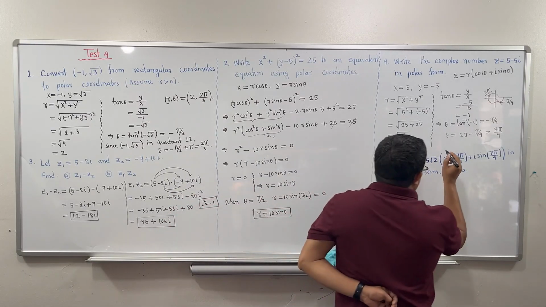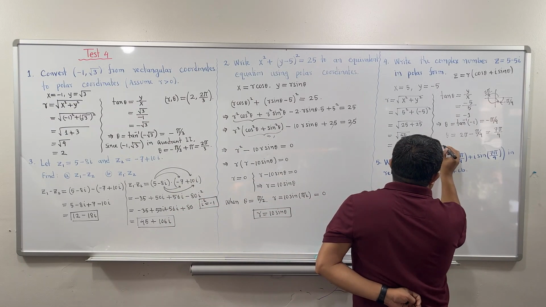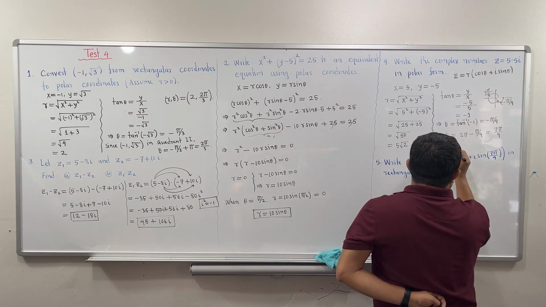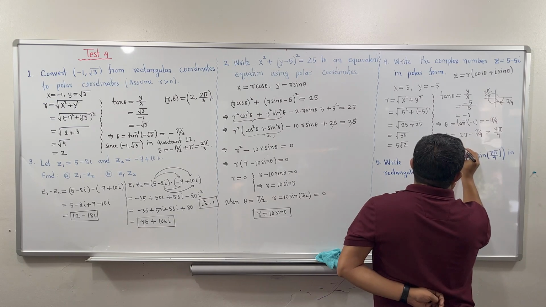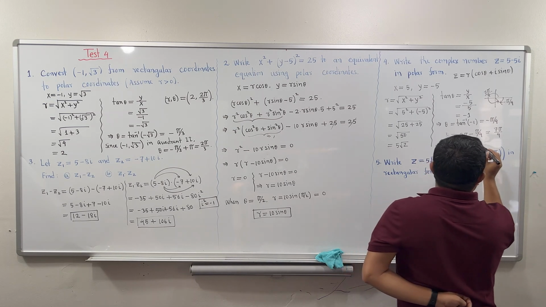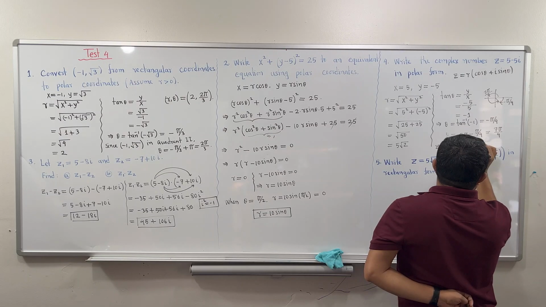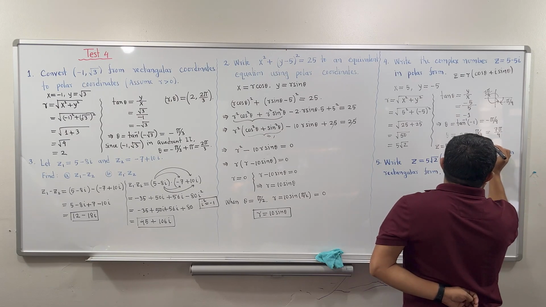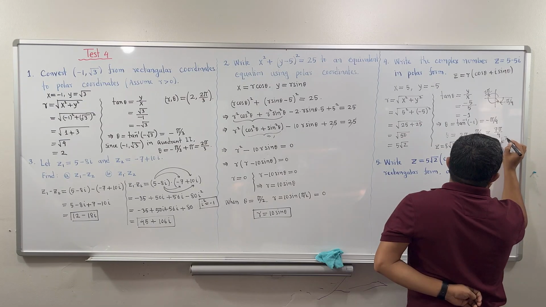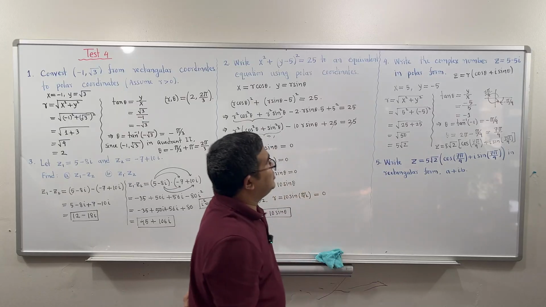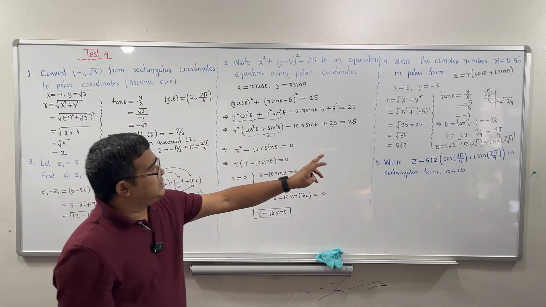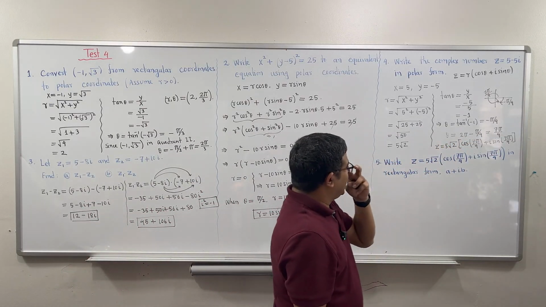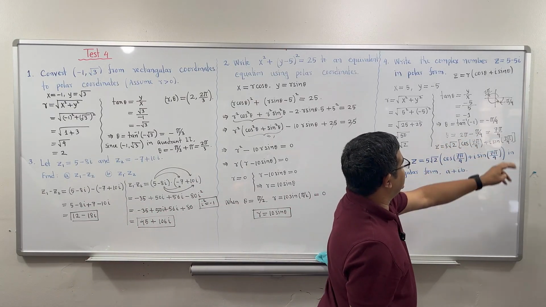So what would be the polar form? z equals r, r is 5 square root of 2, 5 square root of 2, and then cosine 7 pi over 4 plus i sine 7 pi over 4. So that is the polar form for that complex number. You can even write this angle negative pi over 4 here: cosine negative pi over 4 plus i sine negative pi over 4.